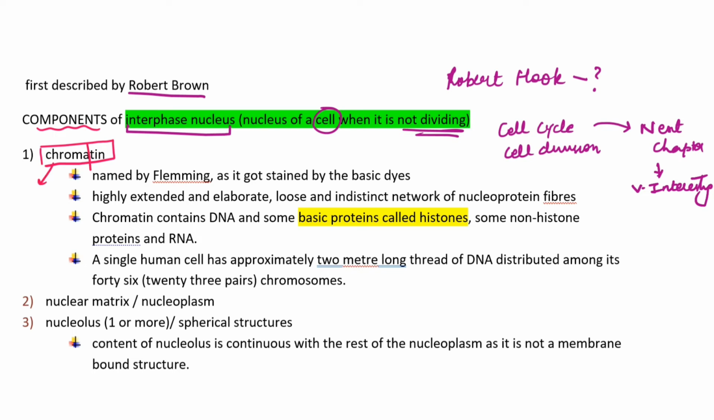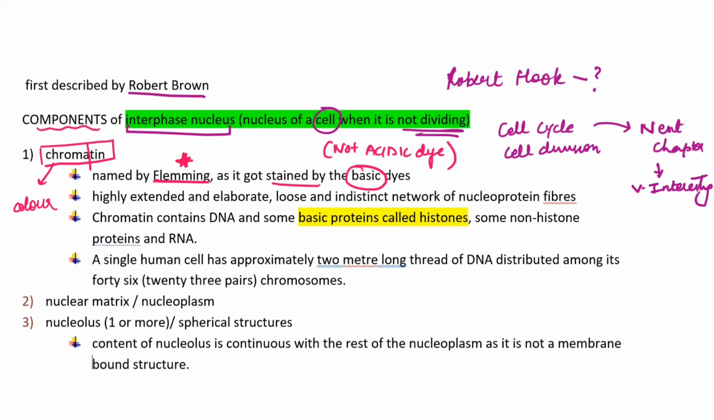So in such an interphase nucleus, what are the components? Let's have a look one by one. First one is the chromatin. Chroma means color, just by the name. It was named by Fleming and it got stained by basic dyes. Since it got stained by colored dyes, that's why the name chromatin. So it is stained by basic dyes. Remember, not acidic dyes, they will confuse you.